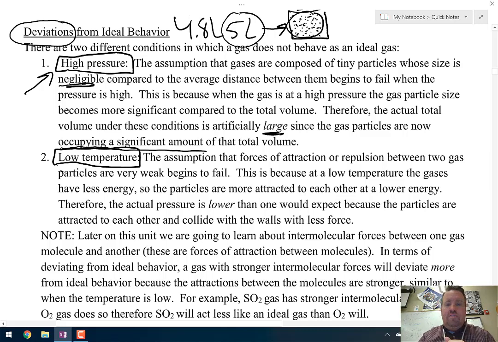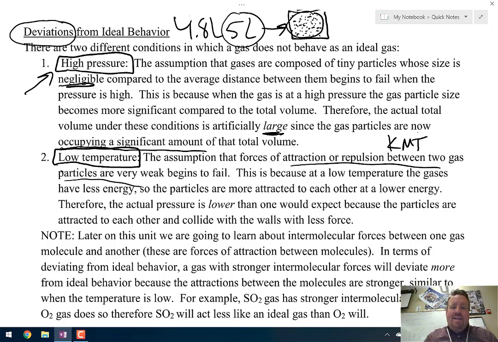So the assumption that forces of attraction or repulsion between two gas particles are very weak, that's part of our assumption from the kinetic molecular theory, the KMT. It tells us the attraction and repulsion isn't very strong, so let's just pretend like it's not even there. But as that temperature goes down, that idea begins to fail. Okay, this is again because at low temperatures, the gases have less energy.